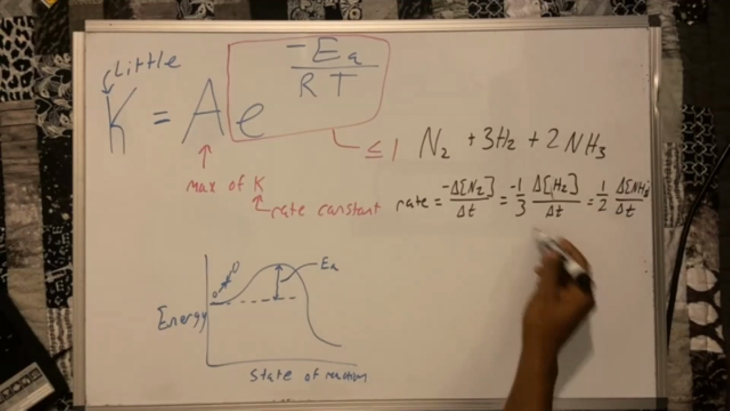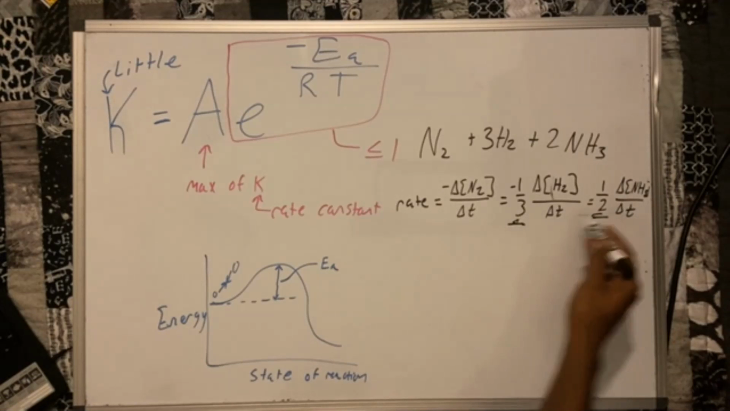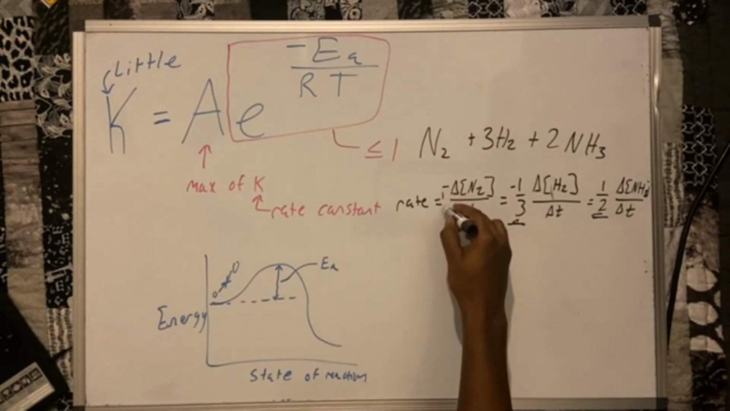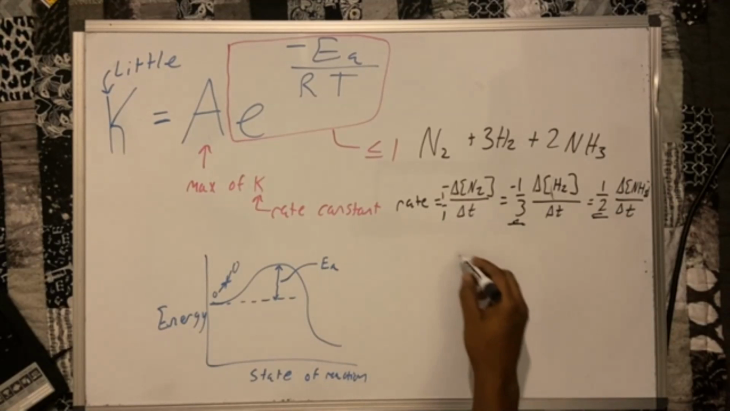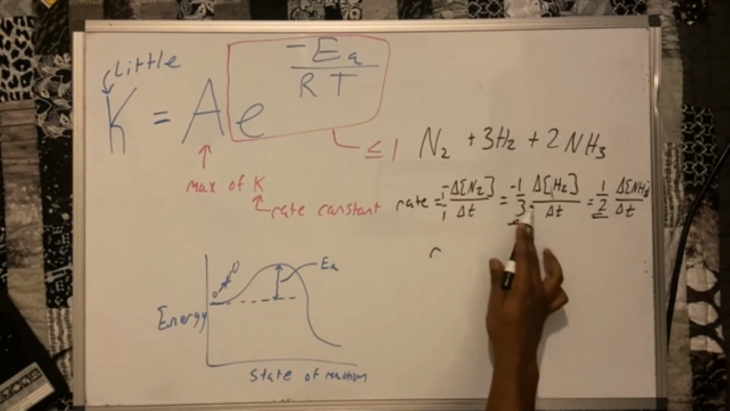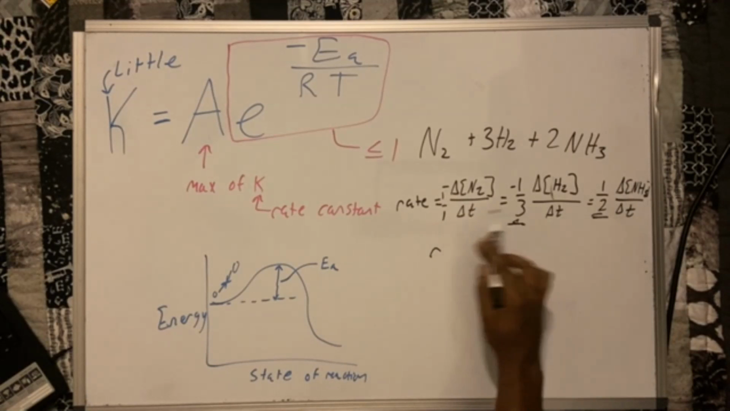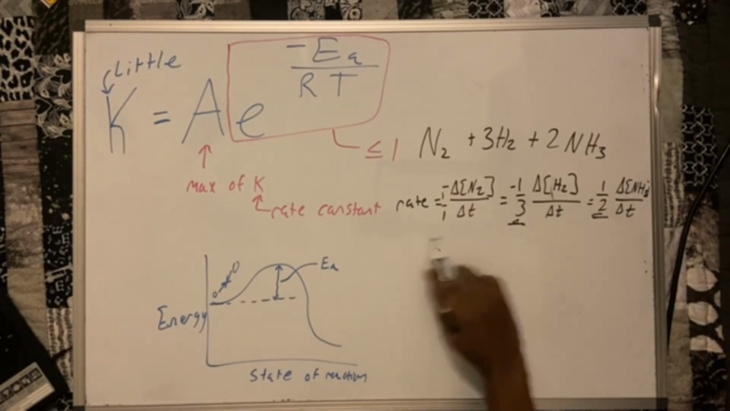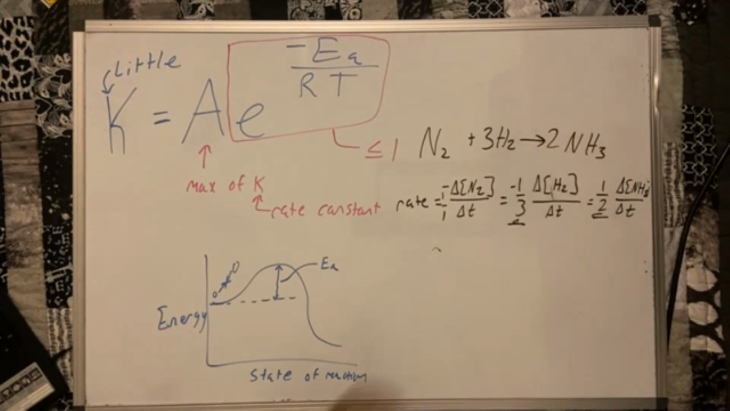This is just the coefficient. Those are the coefficients, right? This is 1/1 technically. And then the reactants are negative and the product is positive, right? Then from this, we see that the rate of consumption of N2 is equal to 1/3 the rate of consumption of H2. I think that was one of the answers.